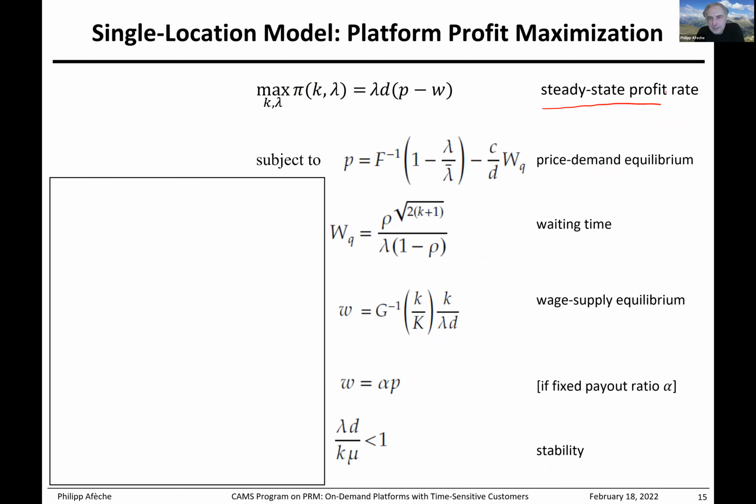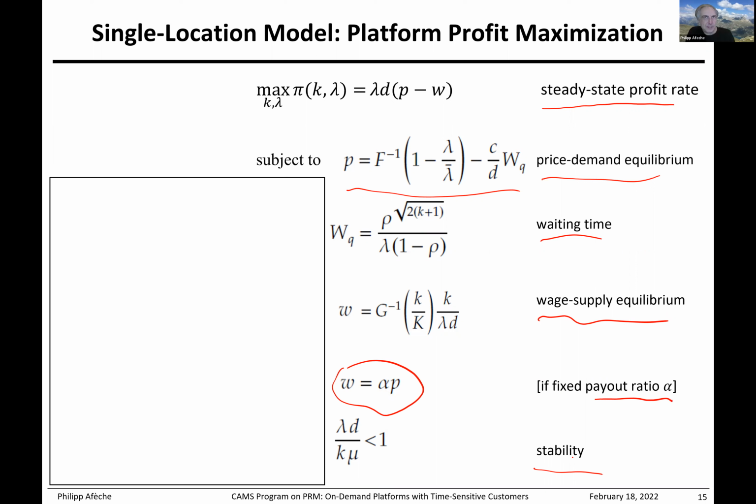This is my steady state profit rate. These are the various constraints that we developed. This is the price demand equilibrium. This is the waiting time approximation. This is the wage supply equilibrium. If you do have a fixed payout ratio, you would add this constraint. And then this is stability, which I've added here for completeness, you wouldn't really need, because unless you foolishly choose lambda d to be larger than k mu, you will never want to operate with this constraint binding. But just for completeness, it's here.